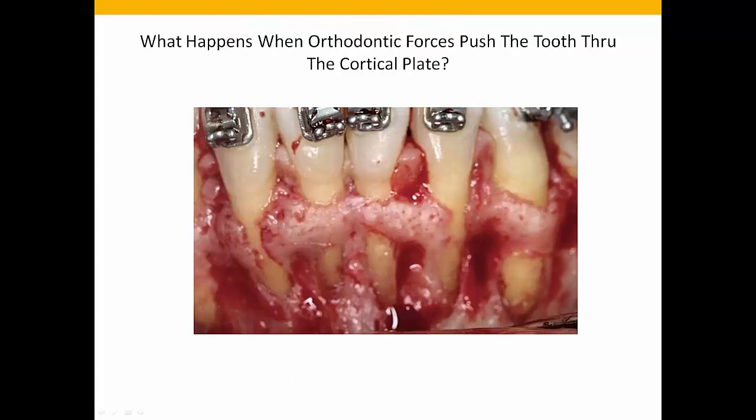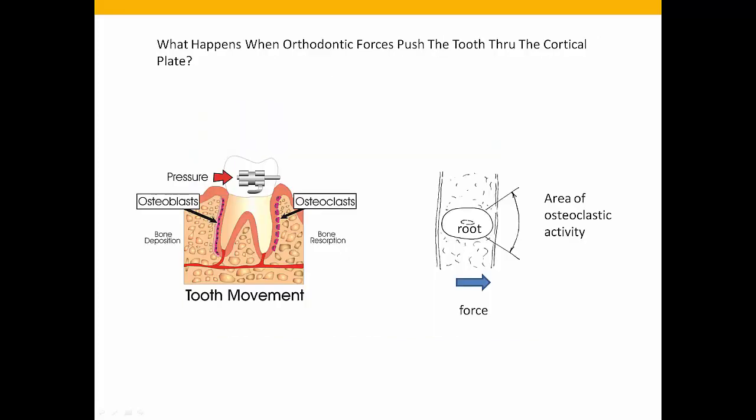Well, it's mission critical because as orthodontists, if we push the tooth through the cortical plate, we're going to create dehiscence or fenestration. Bone does not grow or remodel at the cortical plate. If you remember back from your histology, you get osteoclastic activity on the compression side and osteoblastic activity on the tension side. Well, that's fine as long as the root is moved through the bony trough or the bony highway.